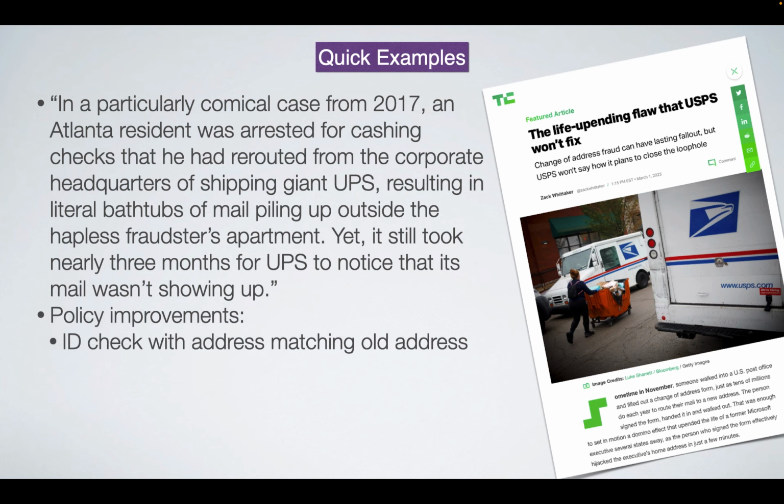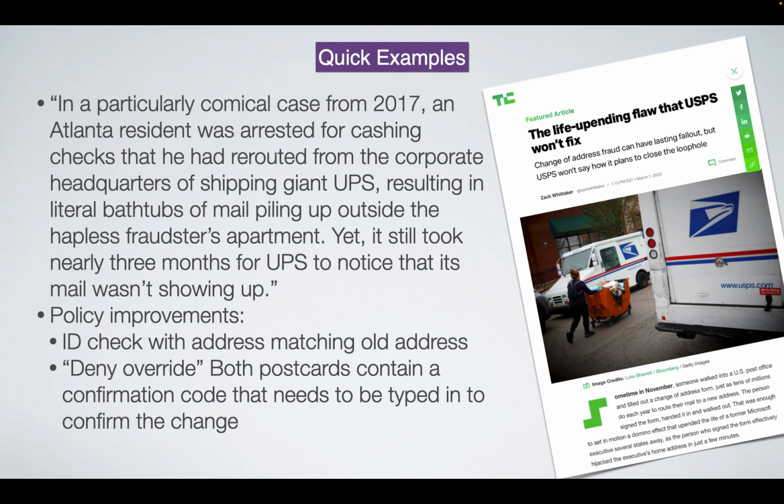So the improvement you can make is to do the ID check with an address. That's what people are advocating, and that might actually be the change that's made. And then you could try a deny override approach where you still send the postcards, but in this case you have to type a code printed on it into a website in order to authorize the change.